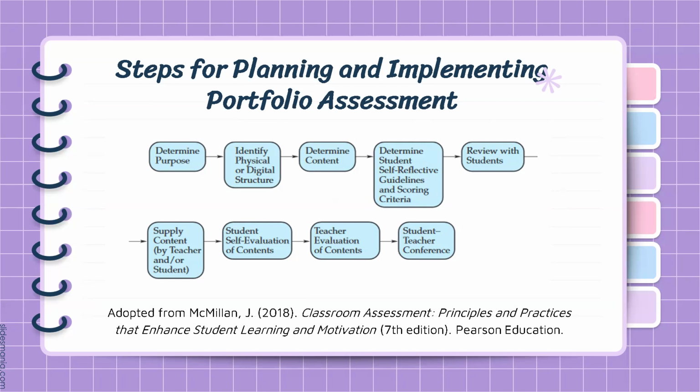First, we need to determine the purpose. Then, identify physical or digital structure of our portfolio. Determine contents. Determine student self-reflective guidelines and scoring criteria. Then we need to review these with our students. Then, we supply the content, either by the teacher or by the student. Afterwards is the student self-evaluation of contents, followed by teacher evaluation of contents, then lastly, the student-teacher conference.